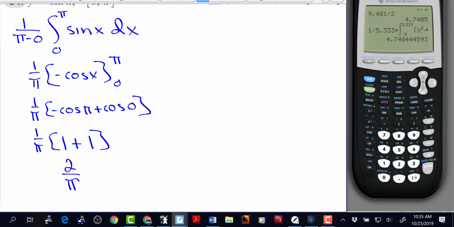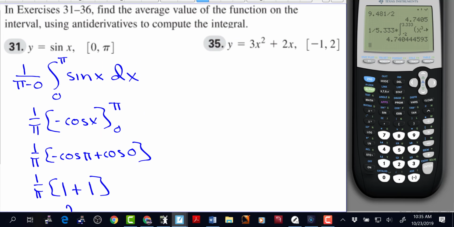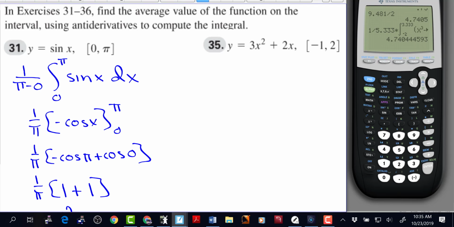That's how you're going to do your homework. You're not going to graph it and cut stuff in half and do all that. I just wanted to hopefully show you what is average value. It's adding up all the y's and dividing by how many there are.